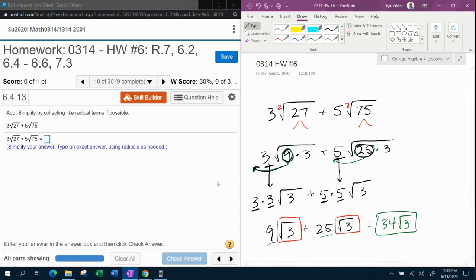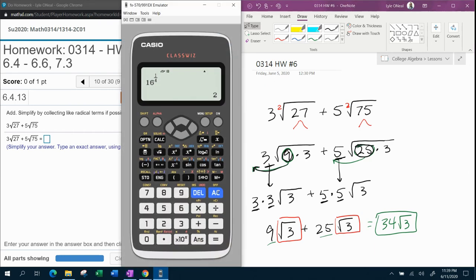Wouldn't it be nice if there was some way that we could check that, maybe with technology? Well, let me introduce you to my Casio. The Casio Class Whiz will actually do this problem for you. You can simply type in the problem just the way it looks at the beginning. We have 3 square root of 27 plus 5 square root 75. And if you hit equals, look at that. It does all the work for you.